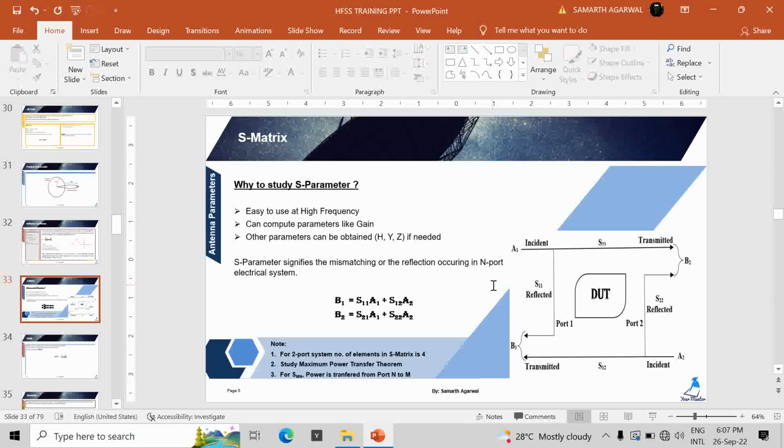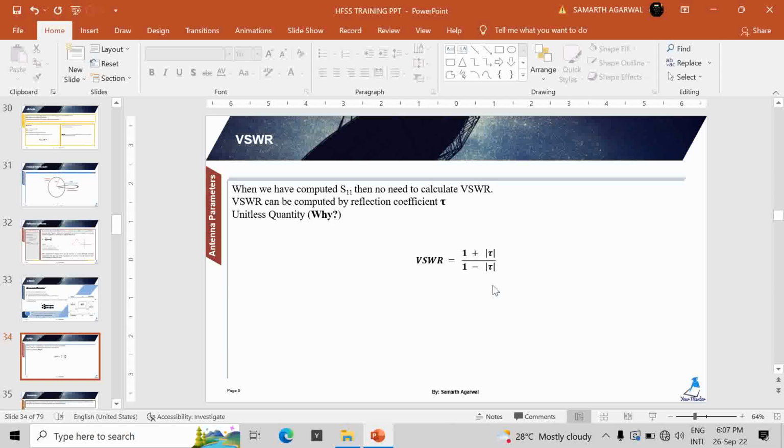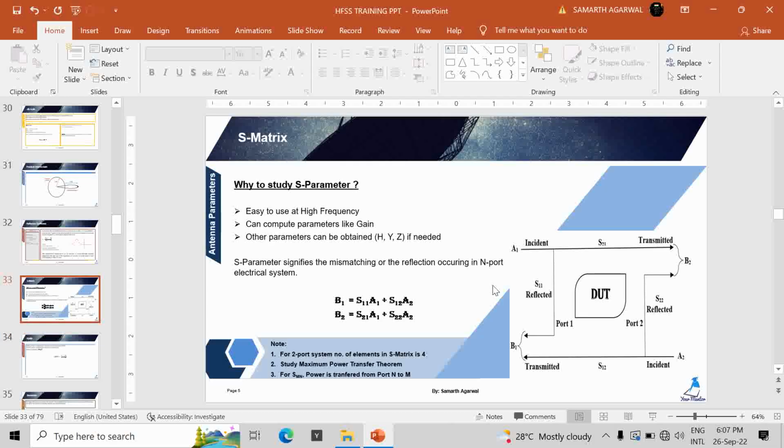Other parameters can also be obtained from these S parameters through simple calculations, or sometimes there are tools that can do these kinds of calculations. Now, the S parameter signifies the mismatch or the reflection occurring from the n-port electrical system. Suppose for a two-port system, it has four elements, like 2 to the power n, where n is the number of ports in the electrical device.